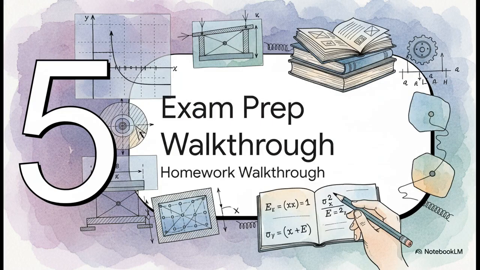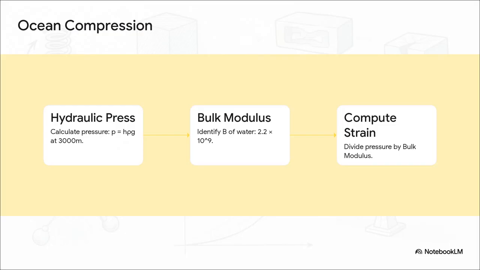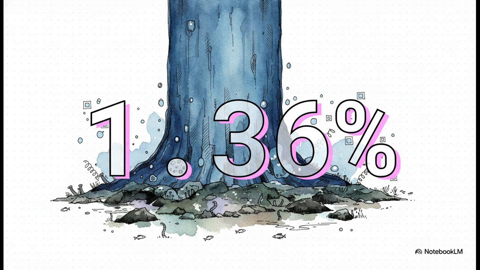Okay, home stretch, Section 5, exam prep and a homework walkthrough. When your exam throws a curveball and asks you to calculate something crazy, like the compression of ocean water in textbook example 8.5, don't panic. Just follow these 3 easy steps. First, find your hydraulic pressure by multiplying the depth, 3,000 meters, by the density of water and gravity. Second, recall the bulk modulus of water, which is a constant 2.2 times 10 to the 9th. Finally, just divide that immense pressure by the bulk modulus to find your fractional compression. Run those numbers perfectly, and you get a fractional compression of 0.0136.